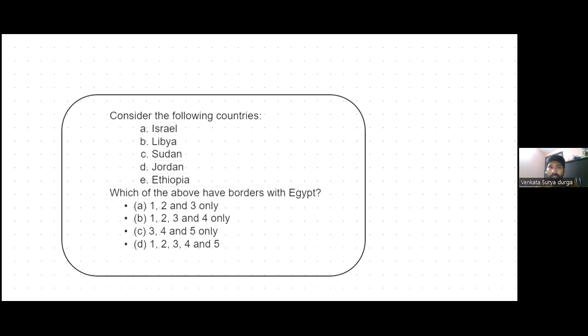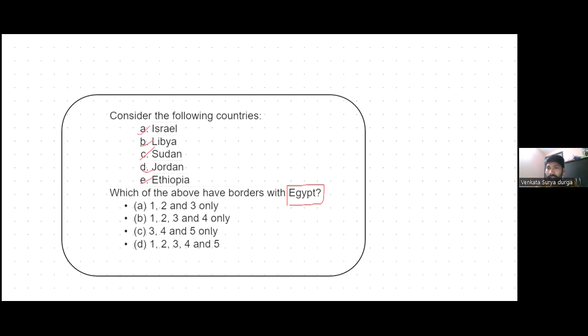If you can recall, on Republic Day, the chief guest was Egypt's President Abdel Fattah al-Sisi. So in this backdrop, it is important to remember the countries which share a border with Egypt. The answer options are Israel, Libya, Sudan, Jordan, and Ethiopia. Please type the answer in the comment box, and the answer to this question will be given in tomorrow's lecture.